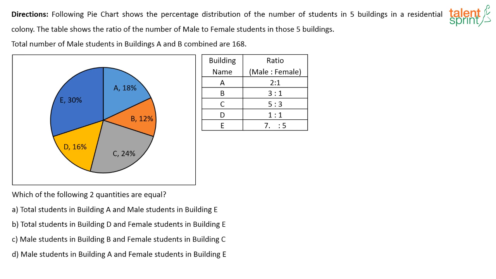So the following pie chart shows the percentage distribution of the number of students in 5 buildings in a residential colony. The table shows the ratio of the number of male to female students in those 5 buildings. The total number of male students in buildings A and B combined is 168. So try to analyze the given information and try to give me the answer for the first question, and then I'll go about solving it.